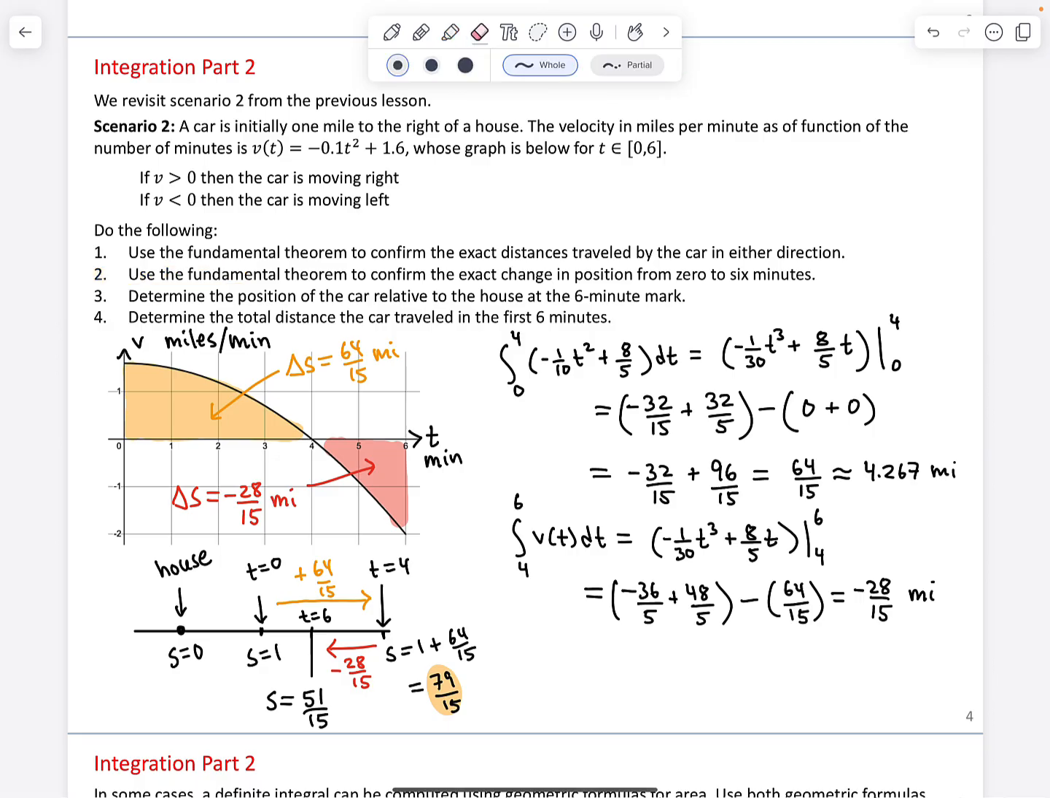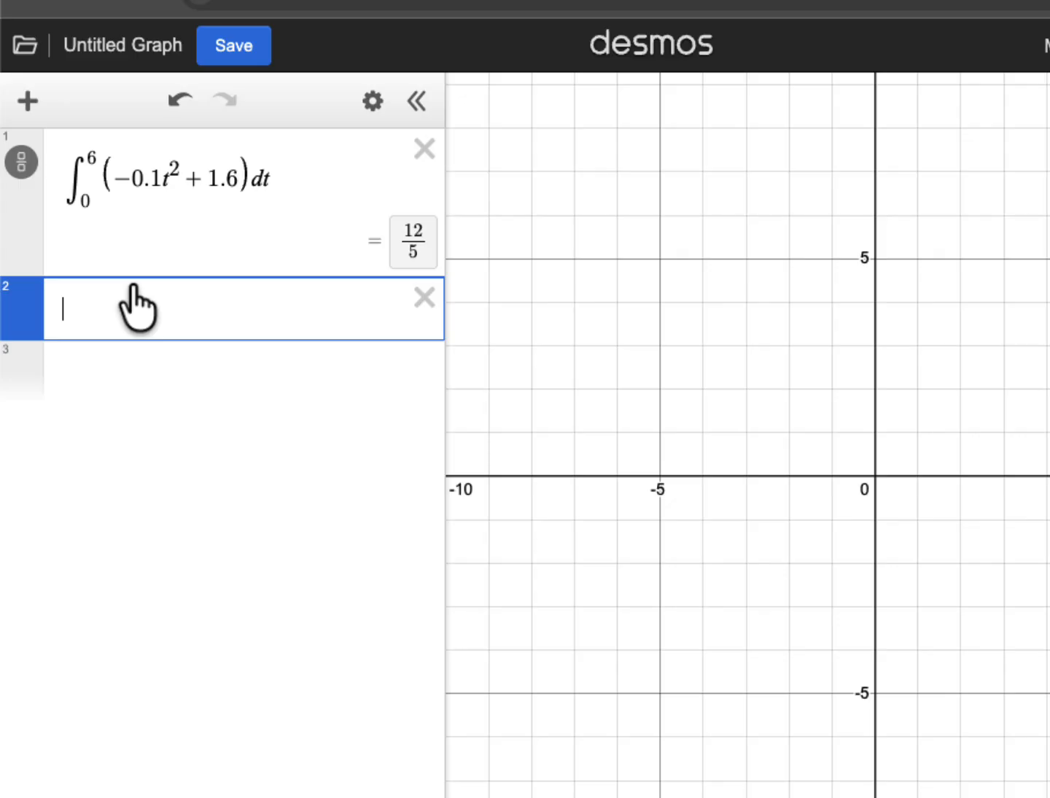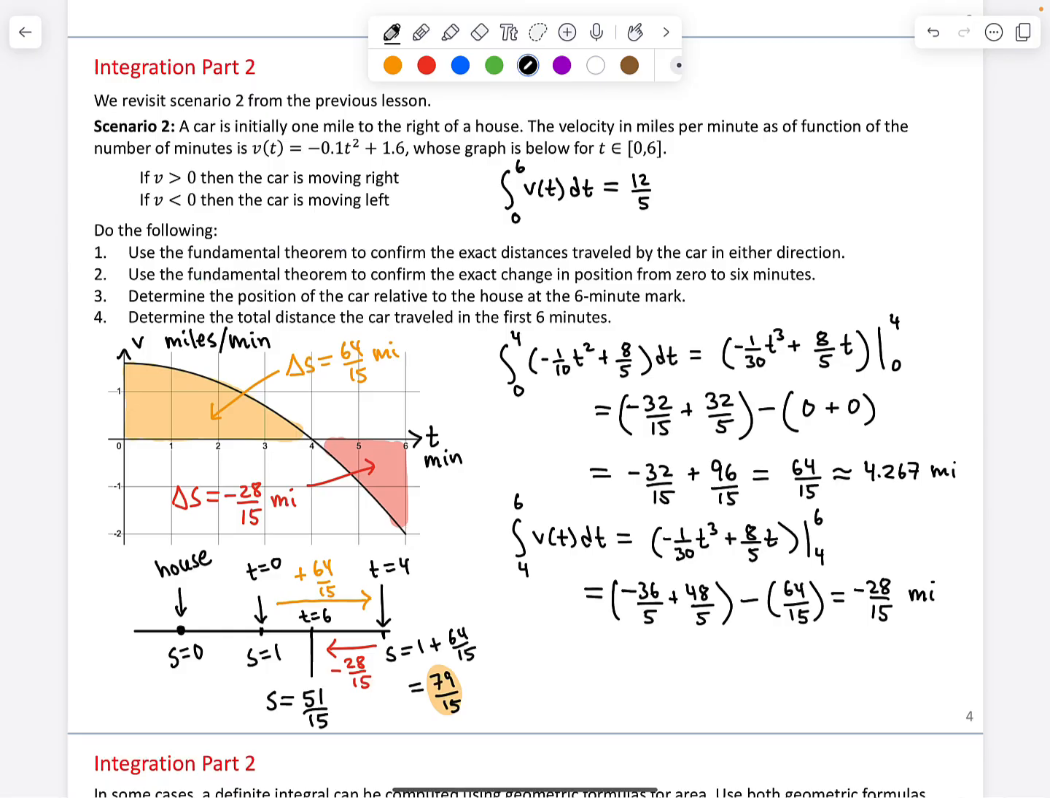Question 2 is use the fundamental theorem to confirm the exact change in position from 0 to 6 minutes. Since I'm running low on space, I'll use technology and put that integral up here. So integrate from 0 to 6. Using technology, we get 12/5. This suggests that the net change in position over the entire first 6 minutes was simply 12/5 miles. And it's positive, meaning we gained 12/5 miles from where we started.